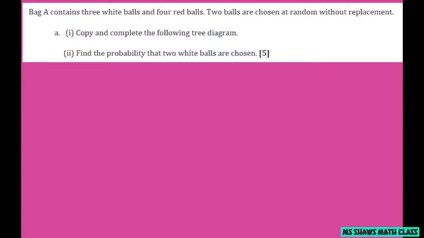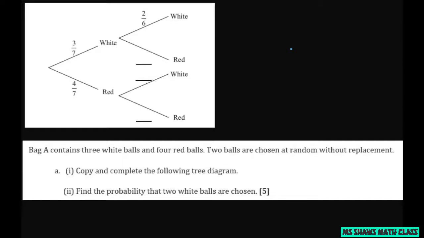Hi everyone. Bag A contains 3 white balls and 4 red balls. 2 balls are chosen at random without replacement. We're going to complete a tree diagram and find the probability that 2 white balls are chosen, among other questions. Okay, so basically, here is the start of it. It's already done for you.